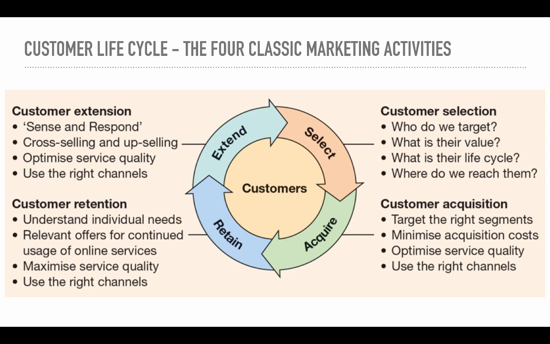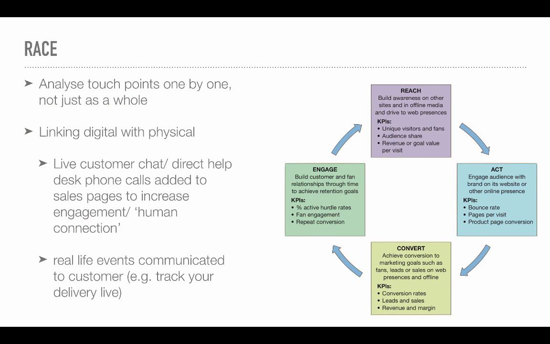And then finally we extend. So we're responding to their needs, and we're cross-selling, we're upselling, we are optimising the service quality even further. So for example, if this customer demographic is buying lots of mid-range handbags, we could say, hey, why don't you buy this one luxury handbag? So we're upselling, we're getting them to spend more and more money whilst keeping them as evangelists. So select, acquire, retain, and extend. These are the lifeblood of marketing.